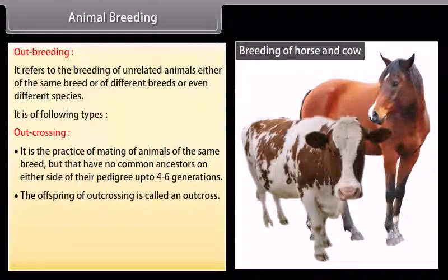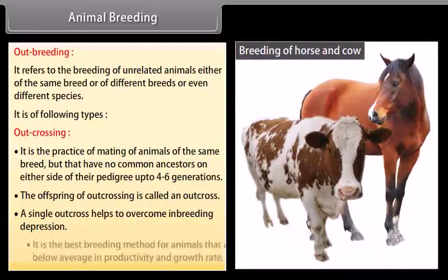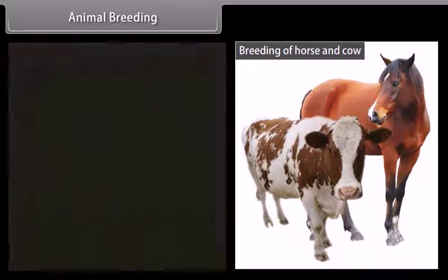The offspring of outcrossing is called an outcross. A single outcross helps to overcome inbreeding depression. It is the best breeding method for animals that are below average in productivity and growth rate.